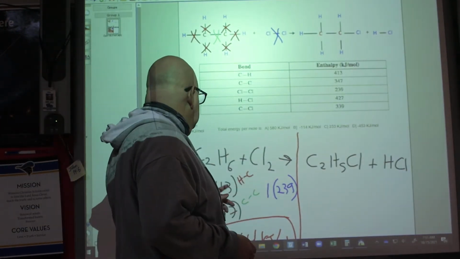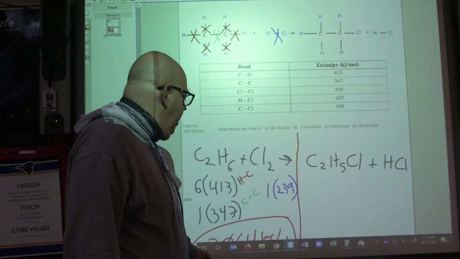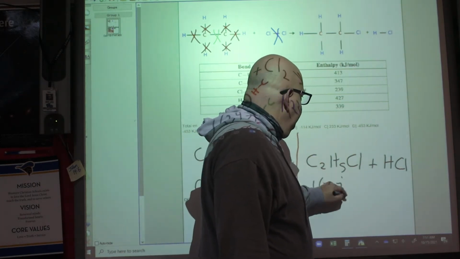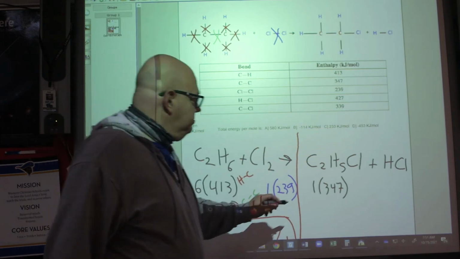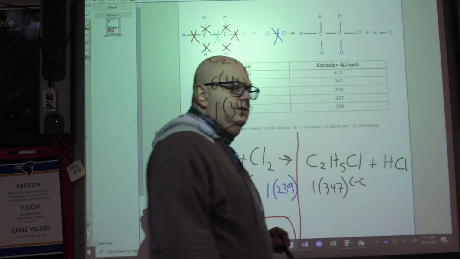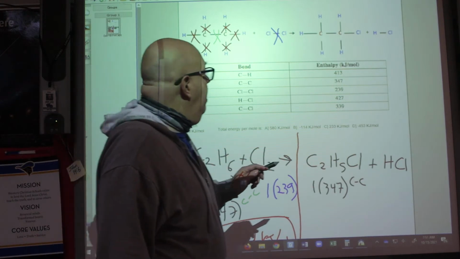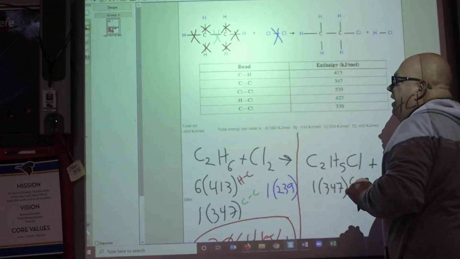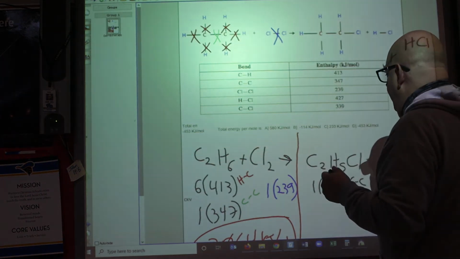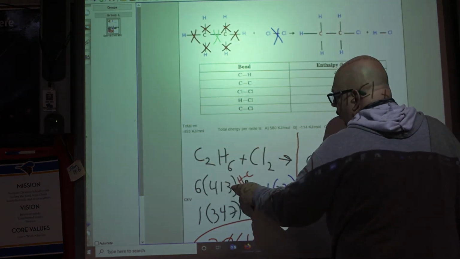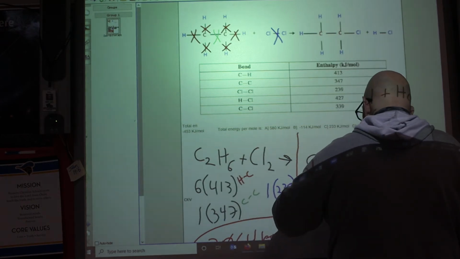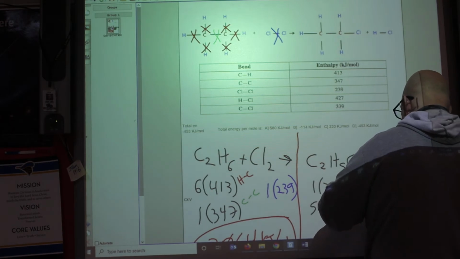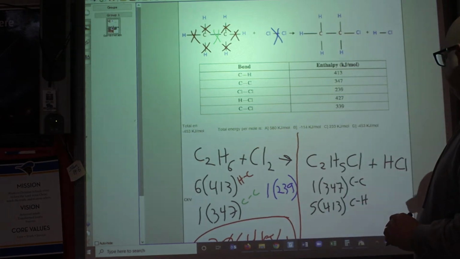So I know I have a carbon-carbon, and so I know that I have 1 times 347. That gets my carbons back. That's my carbon-carbons coming back together. Now here I have, for the hydrogens, notice I've got 1, 2, 3, 4, 5 of these hydrogens. Well, I know that one of them is 413, so that's going to be 5 times 413. That's the carbon-hydrogen.